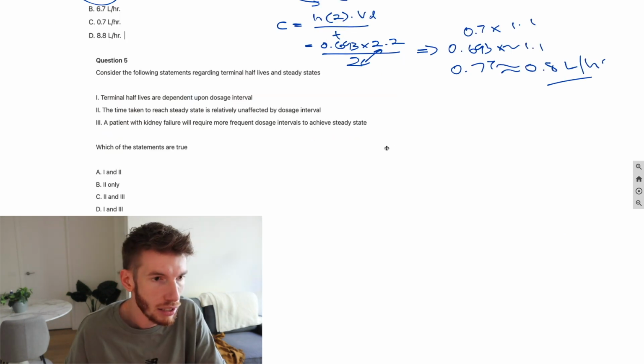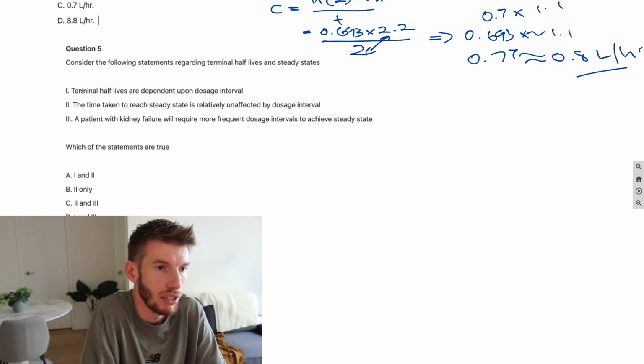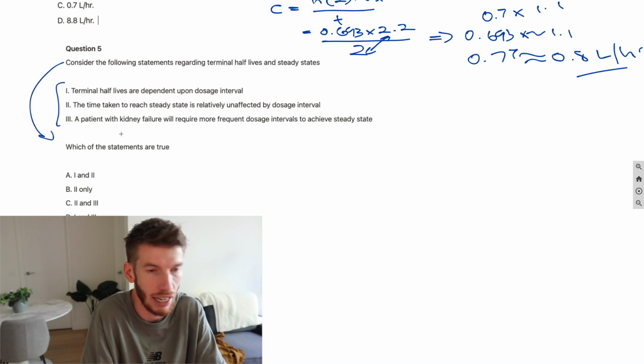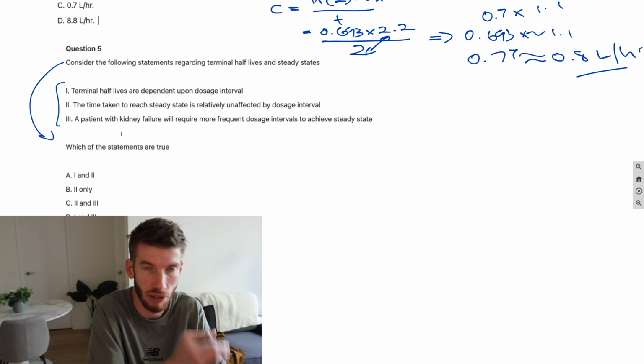And the last one in this set is: consider the following statements regarding terminal half-lives and steady states. So we've got terminal half-lives are dependent. What I often do here is I skip over this, go straight to the statement, see if it's true, if I'm looking for true or false statements, and then tick them off as I go.